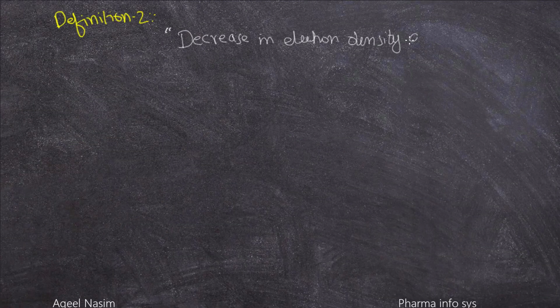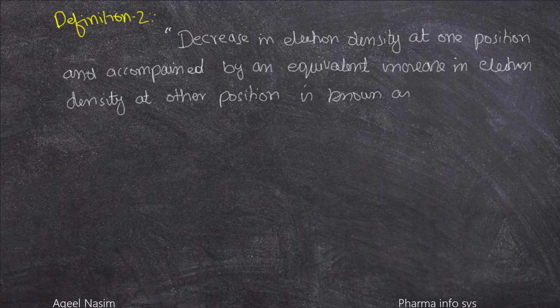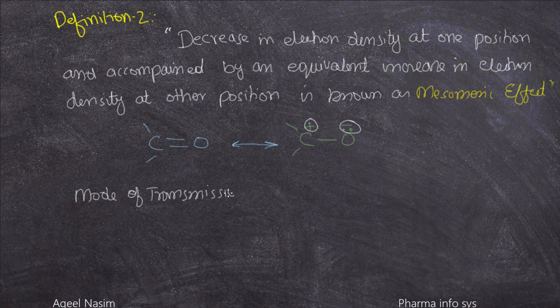Another definition of the mesomeric effect is that it is a decrease in electron density at one position accompanied by an equivalent increase in density at another position. This is known as the mesomeric effect. Let me explain again with this carbonyl example. This carbonyl carbon and oxygen have positive and negative aspects. So in one position electron density decreases and in another position it increases.